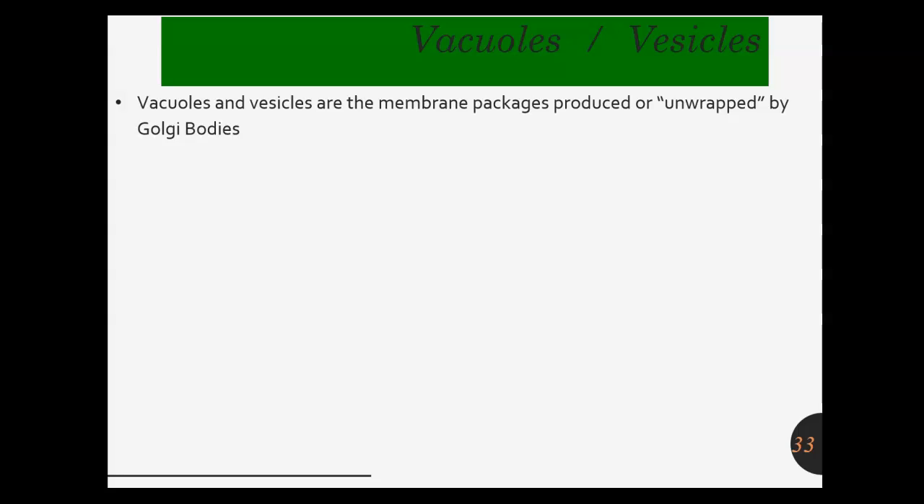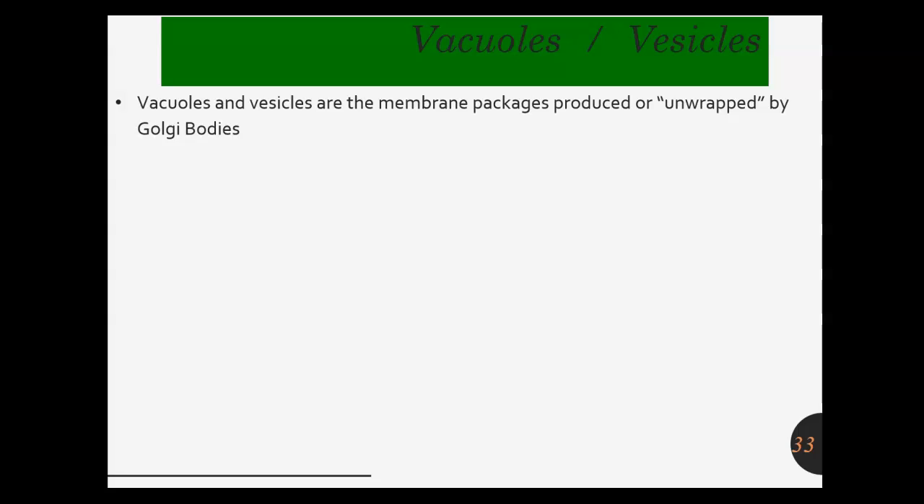We've seen them before when we talked about the endoplasmic reticulum, for example, pinching off and forming this membrane package called a vesicle that would either travel to other parts of the cell or travel to the plasma membrane to deposit the contents of the vesicle to the outside of the cell. So vesicles and vacuoles are membrane packages, and it says they are unwrapped by Golgi.